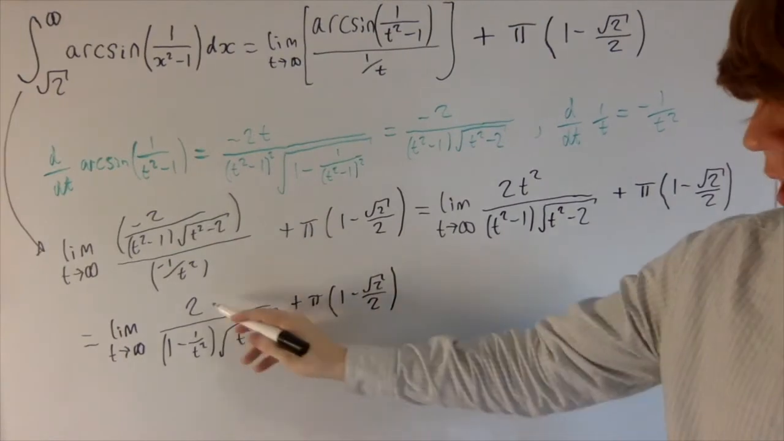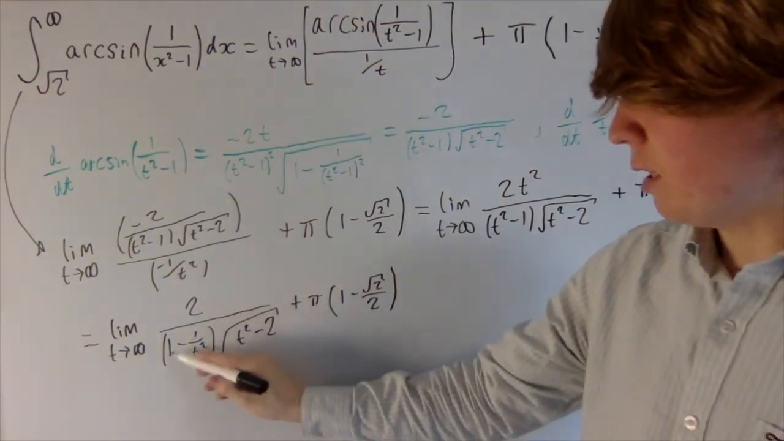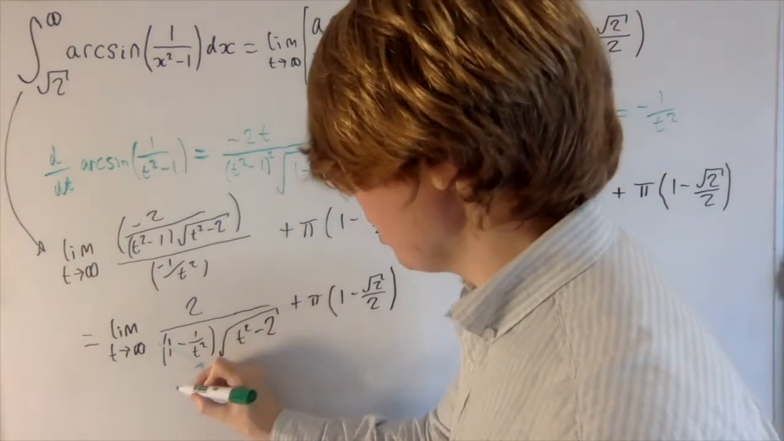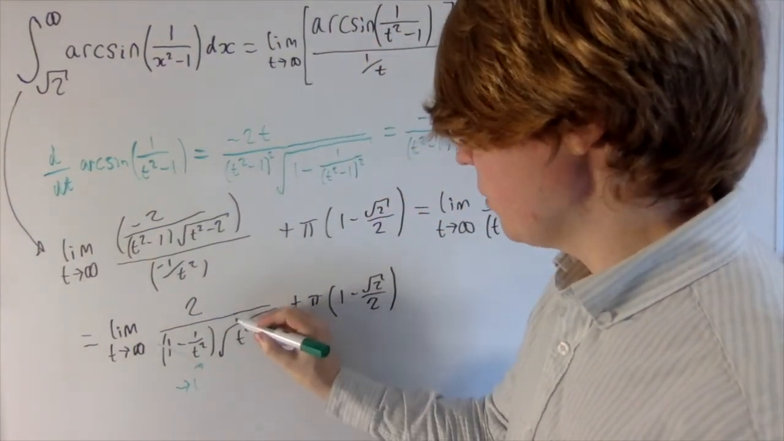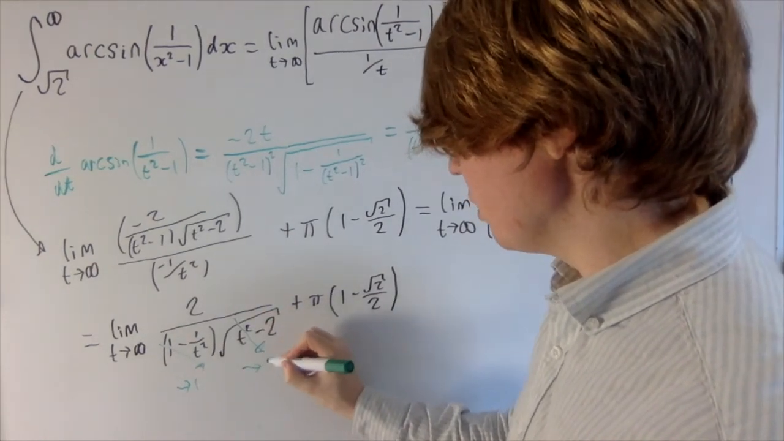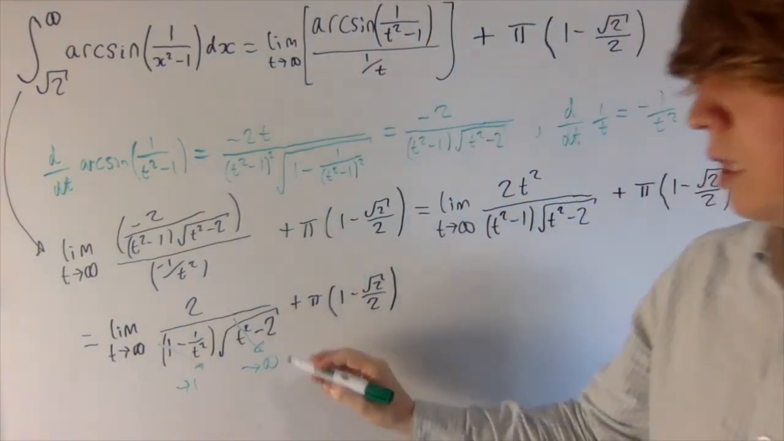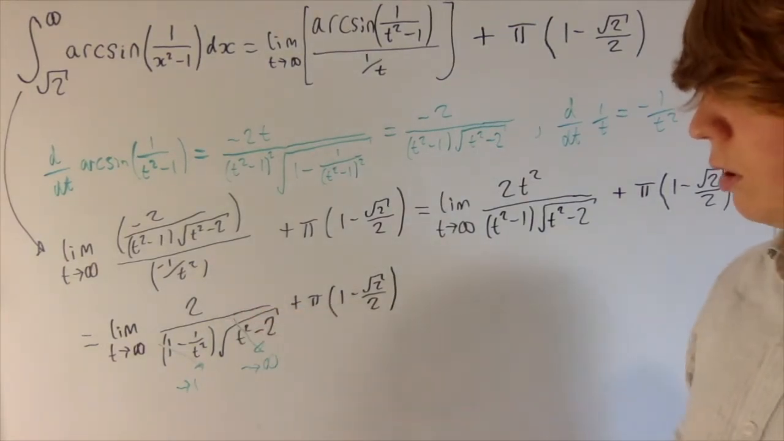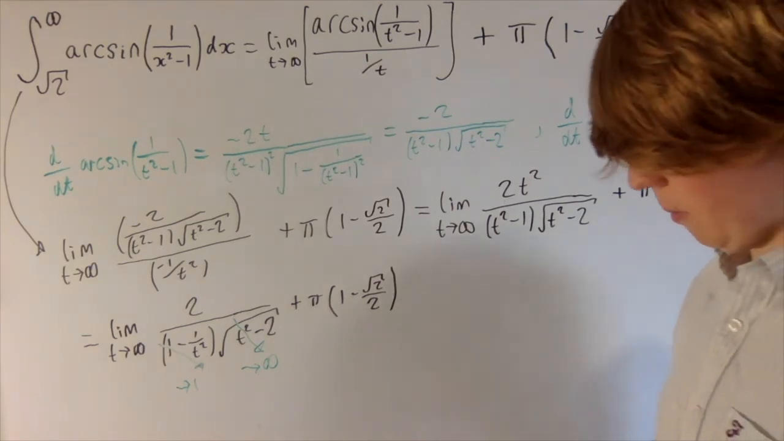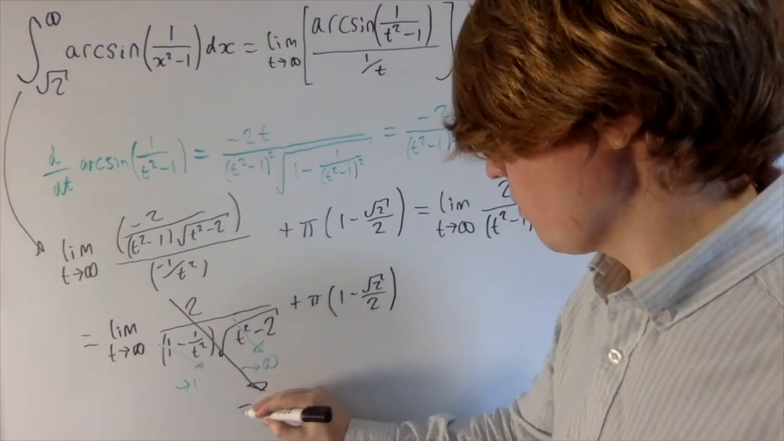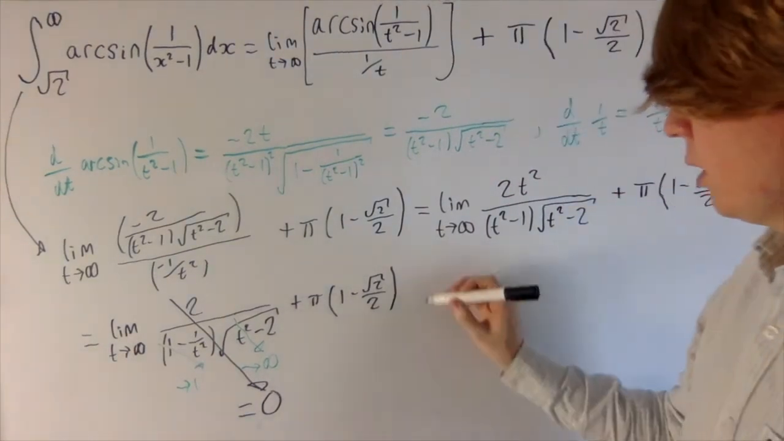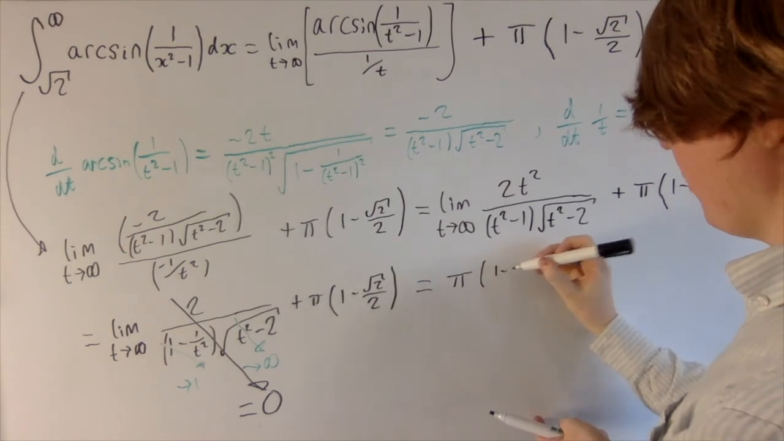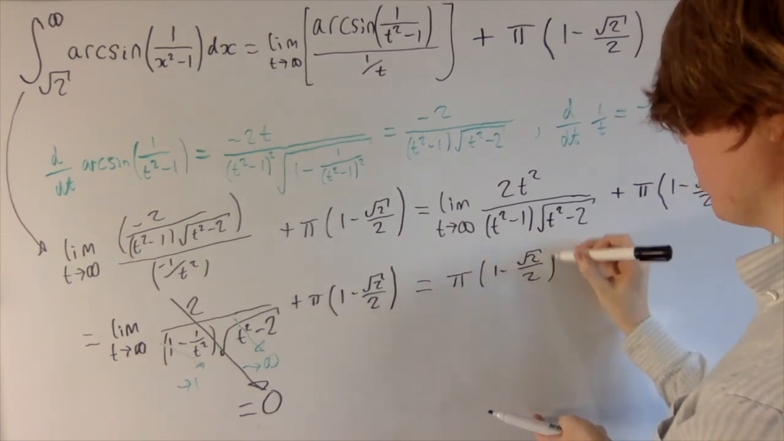And then you can see here, the numerator is just 2. This 1 minus 1 over t squared is just going to converge to 1 as t goes to infinity. But then this term here converges to infinity as t goes to infinity, so you'll get 2 over something which converges to infinity. So this whole limit is going to be equal to 0. So what are you left with? All you're left with then is this nice pi times 1 minus root 2 over 2 term.